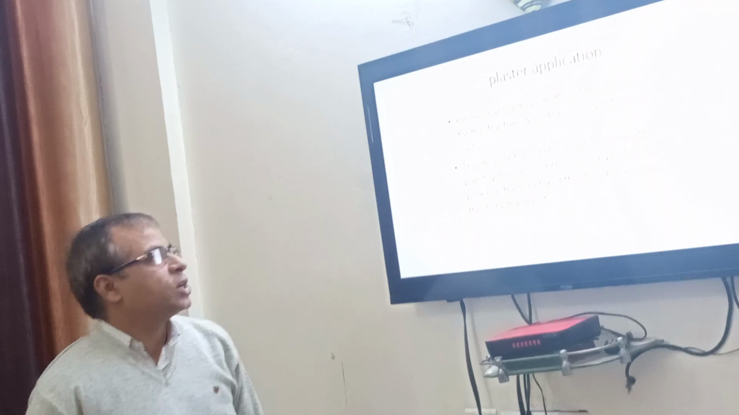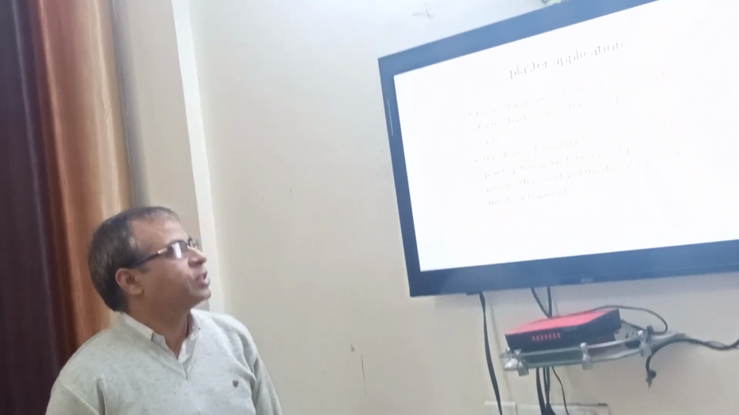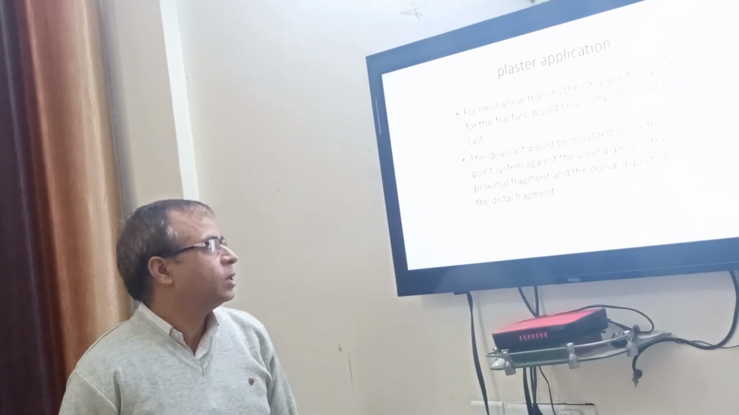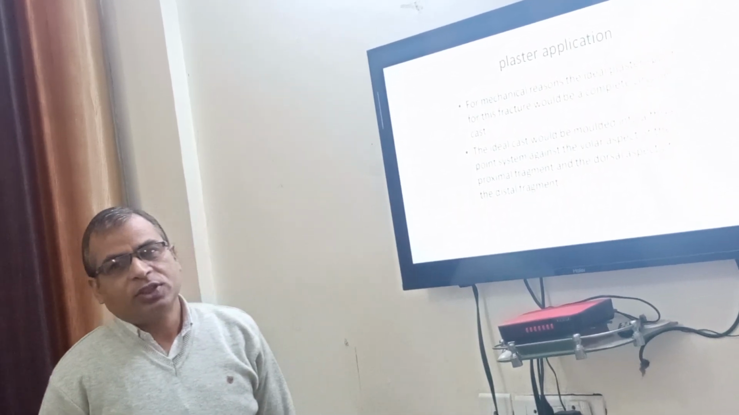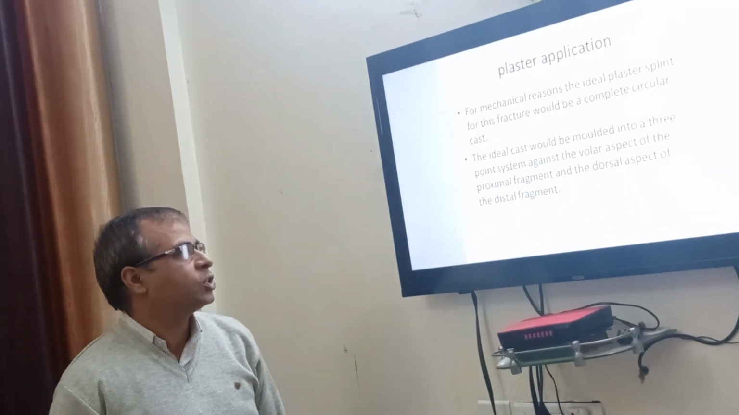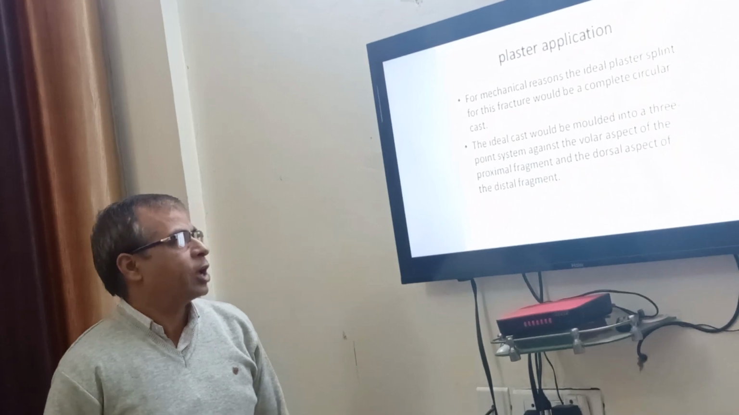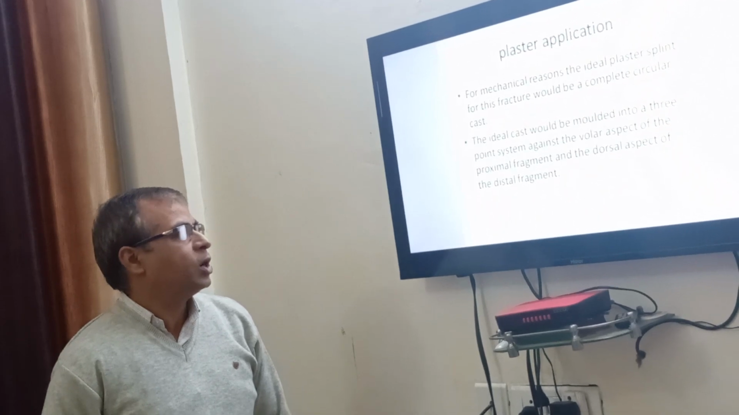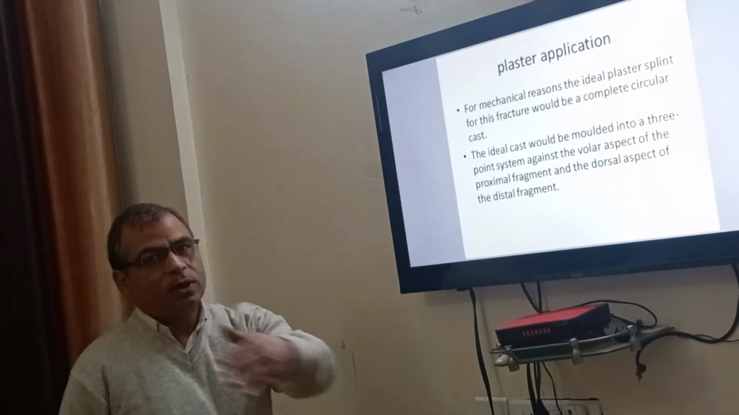So for mechanical reasons, the ideal plaster for this fracture would be a complete circular cast. But if there is swelling, then go for a slab. The ideal cast would be molded into a three-point system against the palmar aspect of the proximal fragment and the dorsal aspect of the distal fragment.